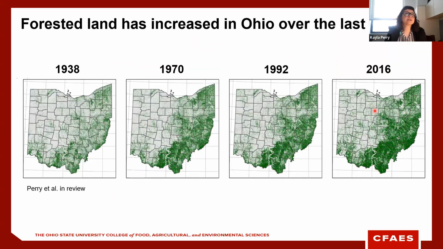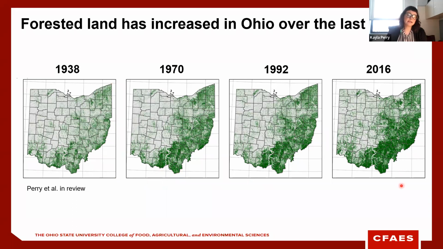One really interesting, at least I think it's interesting, component of Ohio is that we've actually seen forested land increase over the last century within the state, which most people maybe don't think about. We've got a lot of ag land, but actually we've seen forest land increase, particularly at the expense of agricultural land. As you can see here in this figure, we're seeing forested land increase in the southern portion of the state and also the eastern portion of the state. Here in this figure, that's represented in green.